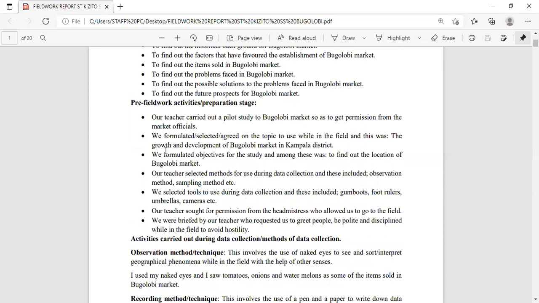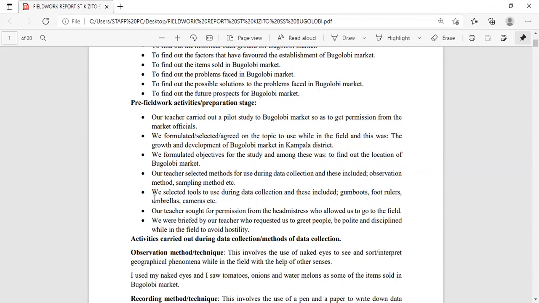Yes, teacher. We formulated objectives and give at least any one. Don't waste a lot of time. Then you say our teacher, or we. You can say we or I. We don't mind, because you can be in a group and develop your own. So, I selected the methods. Give at least two methods that you selected.